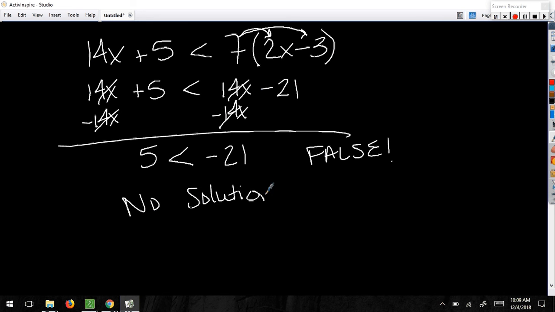No solution. Because you said 5 doesn't equal negative 21, but you have to think about it a little bit differently with inequalities. You have to think, is 5 less than negative 21? Because if it were less than 21, it would be another situation that we're going to look at. Let's do another. Ready?